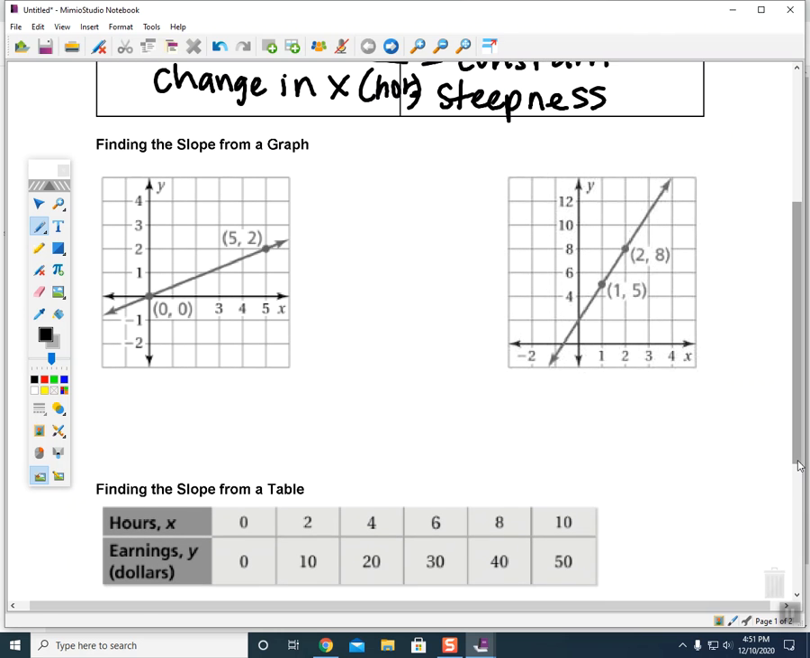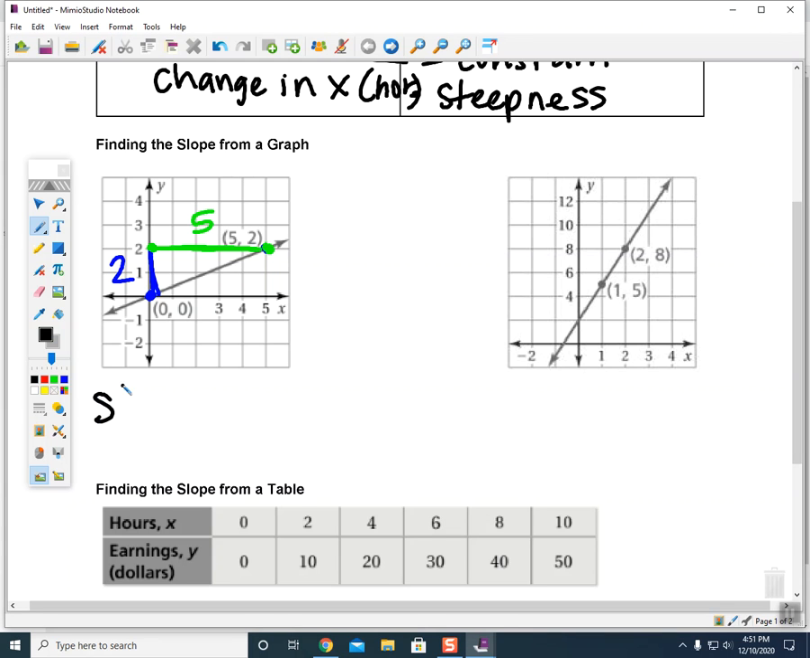One way I can find slope is just by looking at the graph and seeing how I get from one point to another. Here's the first point on my line, here's the second point on my line. My change in my y values, my vertical change, I go up here. So I'm going up 2 values. My horizontal change is going this direction to get from this point over to this point. I've moved 5. So I've gone up 2 over 5.